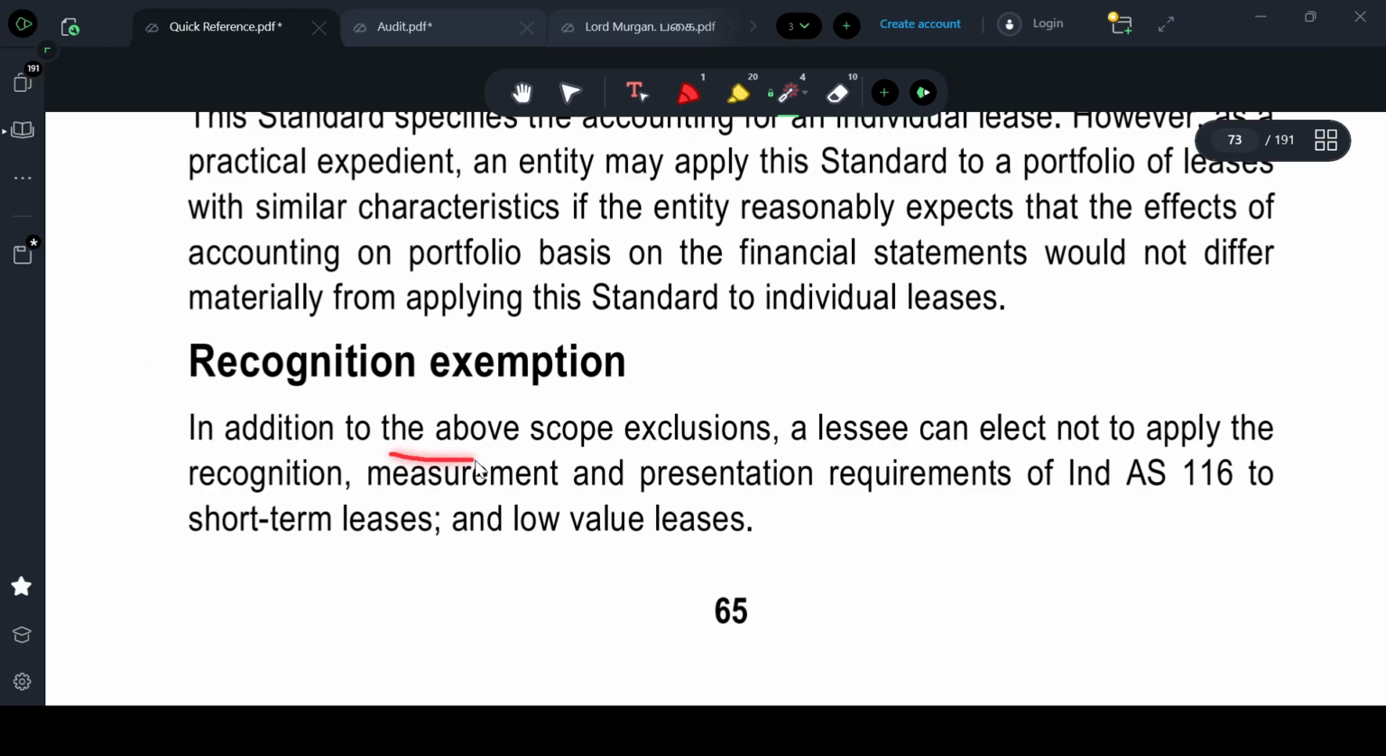Recognition exemption. In addition to the above scope exclusions, a lessee can elect not to apply the recognition, measurement, and presentation requirements of Ind AS 116 to short-term leases and low-value leases. So there is an exemption for these leases. What they're saying is, if the lease is very small, short term, of 1 month or 2 months, there I'm not going to apply lease standard 116.